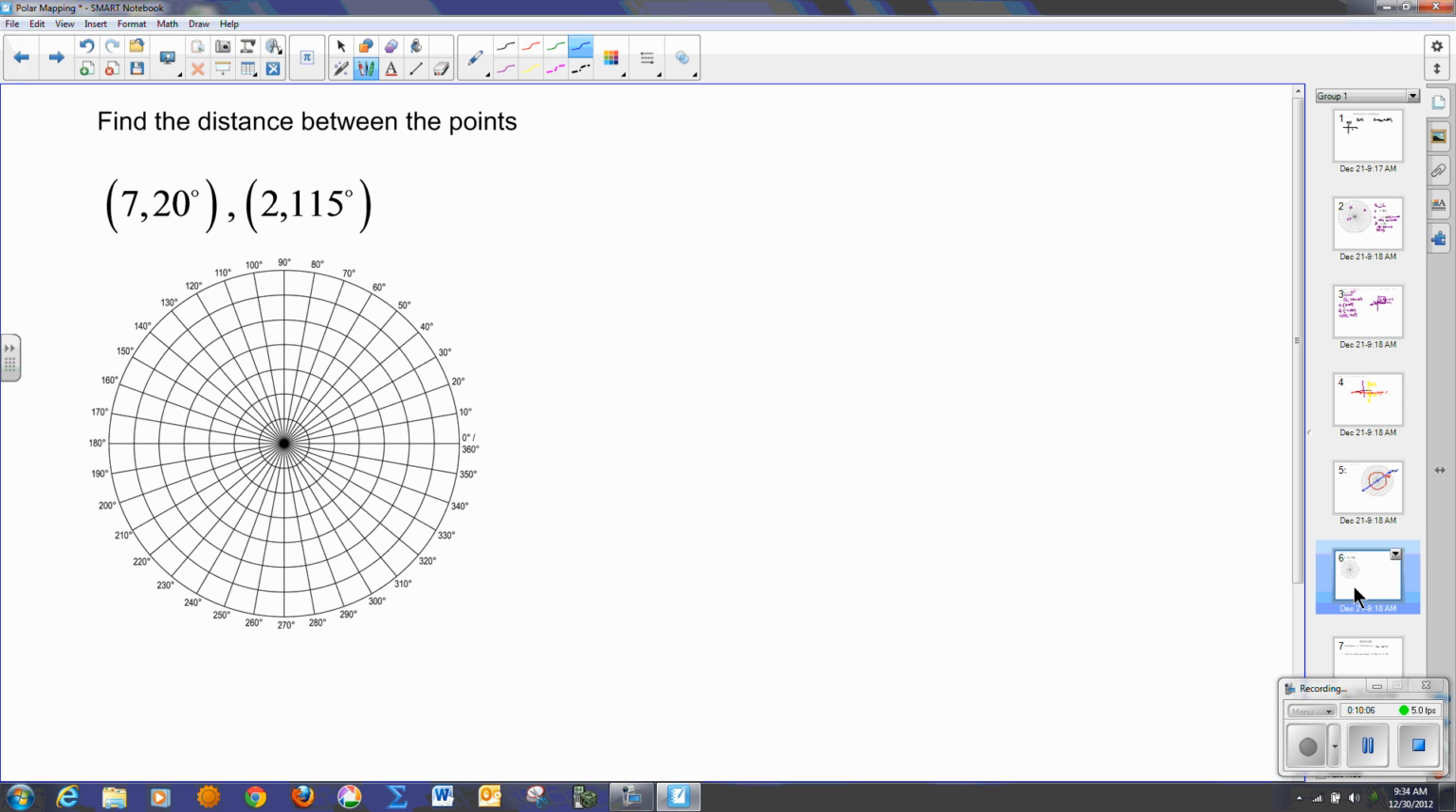Now, this last problem is a little bit different. I want to locate the point 7 and 20 degrees, which is somewhere around 1, 2, 3, 4, 5, 6, 7, 20 degrees. And I want to locate the point 2 and 115. So 2 out, 115 up, 115 somewhere right around here. 2 is going to be somewhere right around here. And I want to find the distance between those 2 points. So basically, how long is that segment right there?